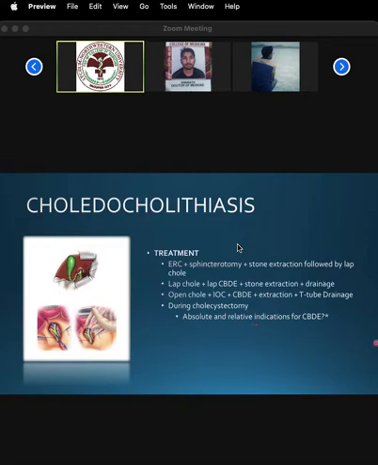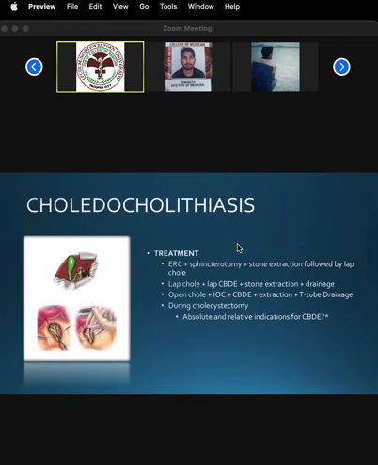Okay? Now, for retained or recurrent common duct or common bile duct stones, we may do ERC plus sphincterotomy plus harvesting of the stone. So that would be an option.